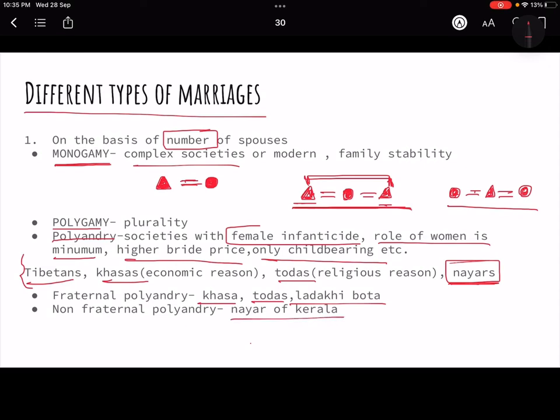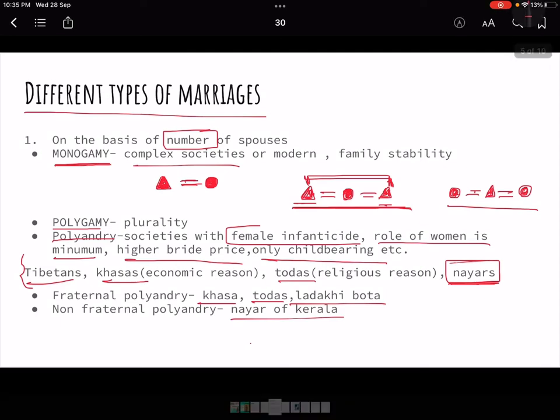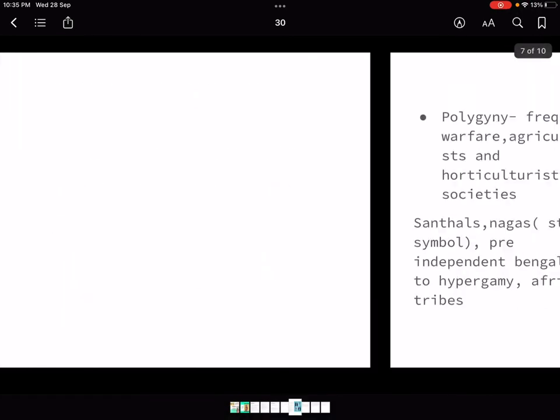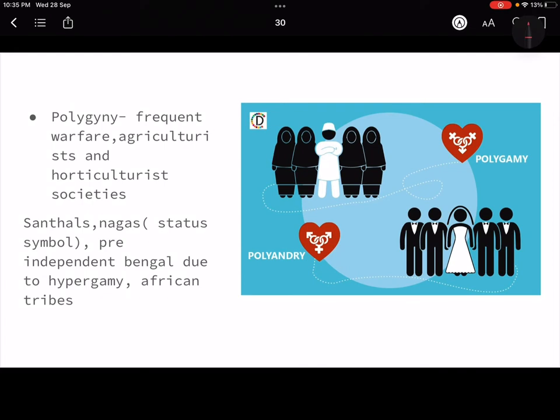Okay, so now I know this will become too much for you to remember, but guys, you will have to put some pressure on your mind and just remember certain things. I'm trying to create a story so that you remember it and do not feel it is tough. Like this is a polyandry kind of marriage, this is polygyny. So now we move to polygyny. Polygyny is also the same.